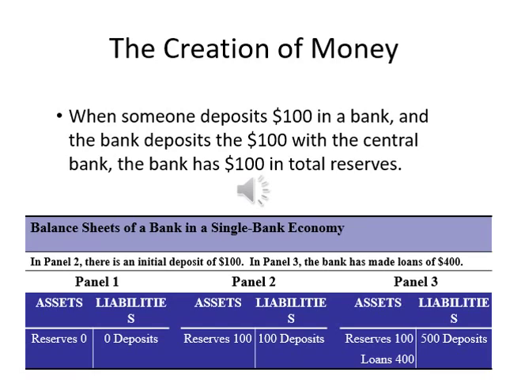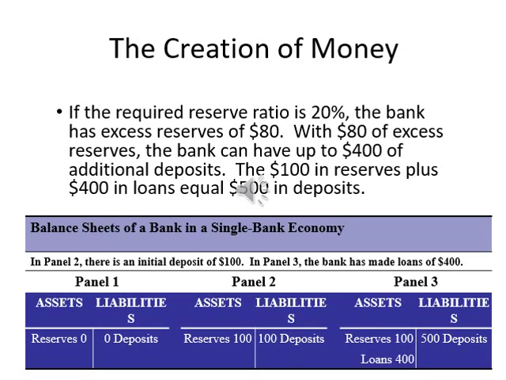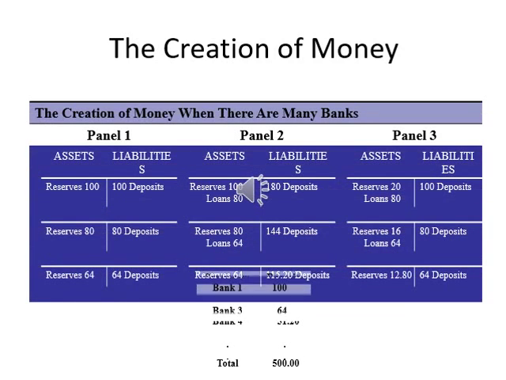The creation of money. When someone deposits $100 in a bank, and the bank deposits the $100 with the central bank, the bank has $100 in total reserves. If the required reserve ratio is 20%, the bank has excess reserves of $80. With $80 of excess reserves, the bank can have up to $400 of additional deposits. The $100 in reserves plus $400 in loans equal $500 in deposits. The table shows the process of the creation of money.